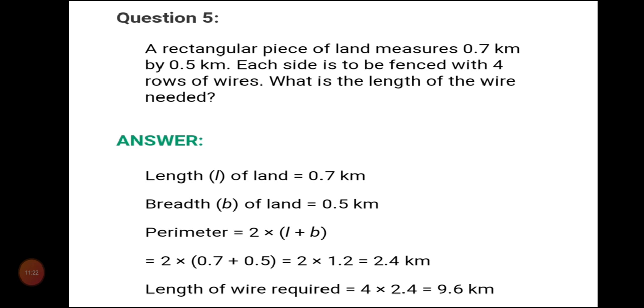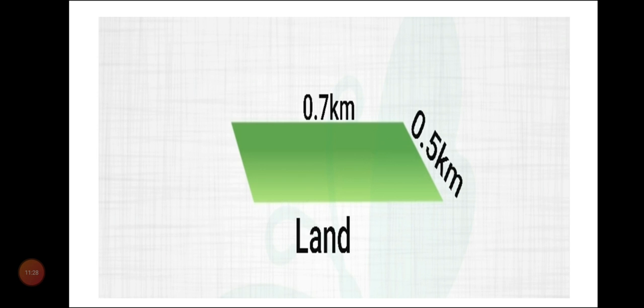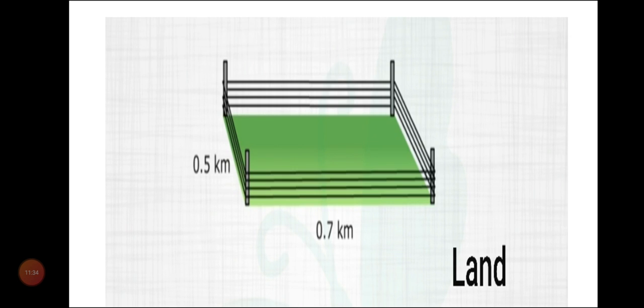Dear students, here is the land. In this picture, I am showing you the land as it is given in the question, a rectangular piece of land whose length and breadth are given to us. Length is 0.7 kilometer, breadth is 0.5 kilometer. Now, we need to cover its boundary by using the fence. We will use the fence.